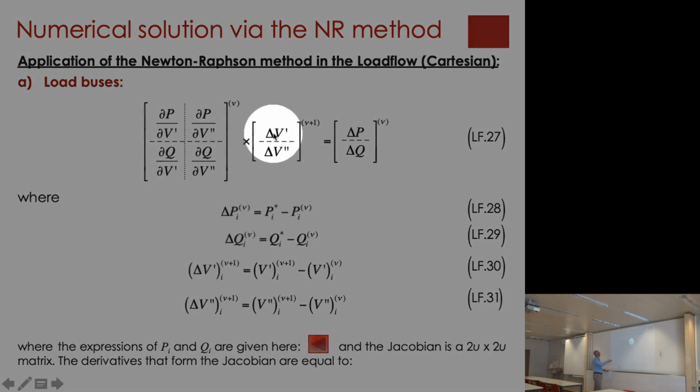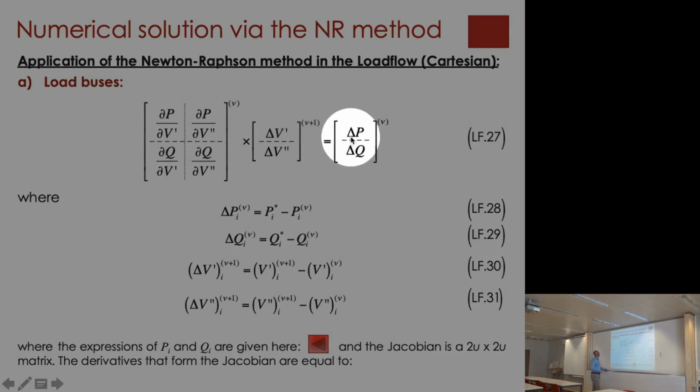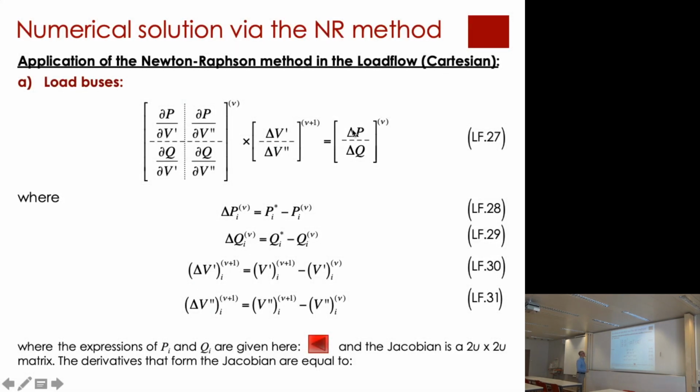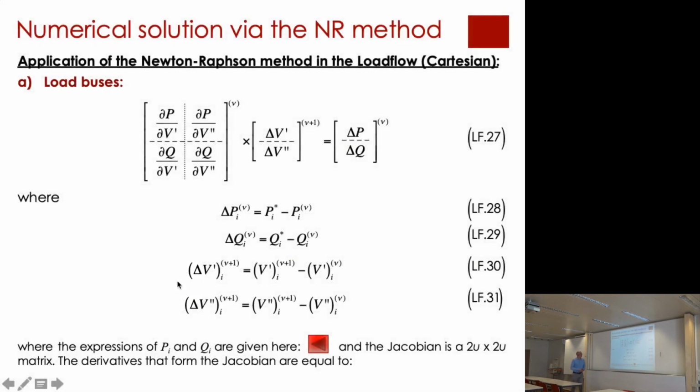So this is my delta x. These are my unknowns, the real and imaginary part of the voltages in all the load buses. And this is my delta y. Delta P and delta Q are the delta Ys in the generation buses. Here I'm just recapping what delta Pi, delta Qi, delta V prime and delta V second are.